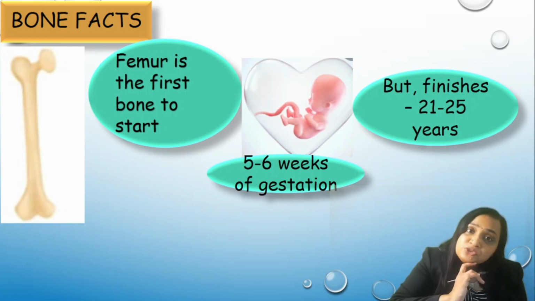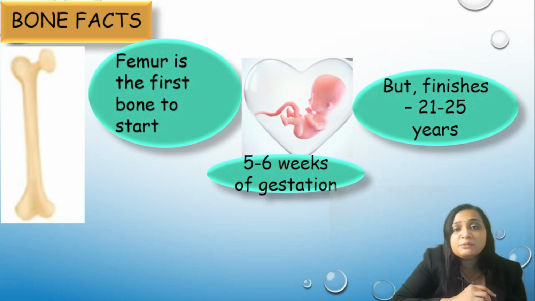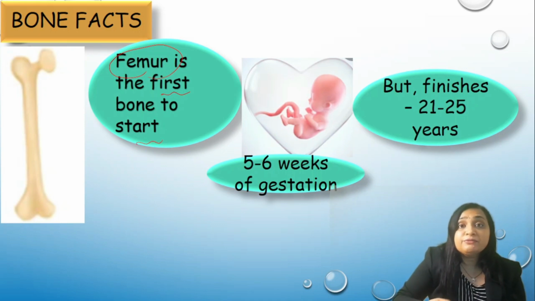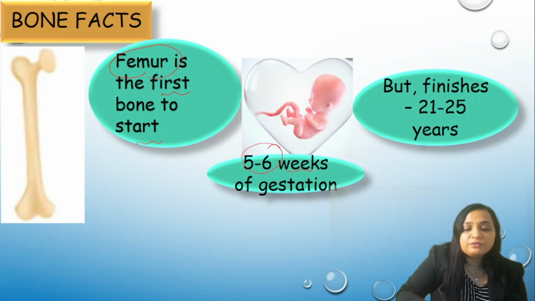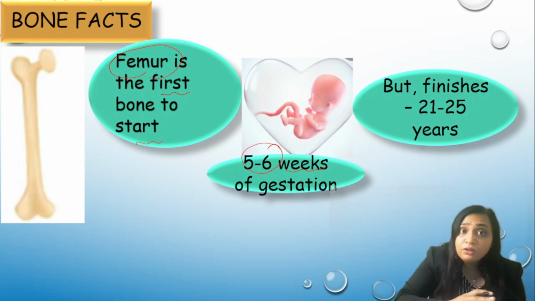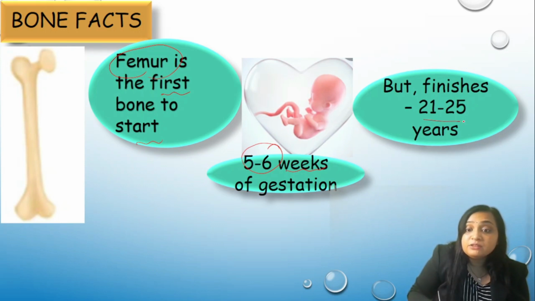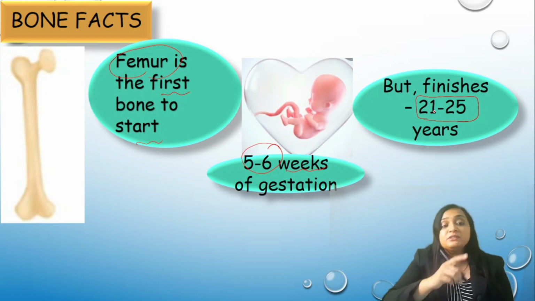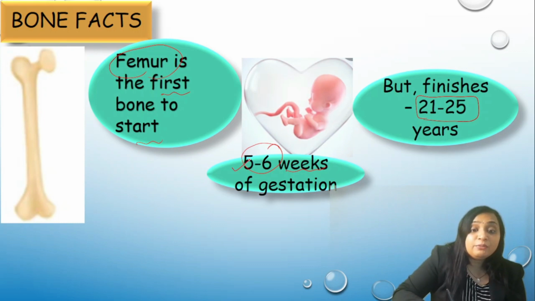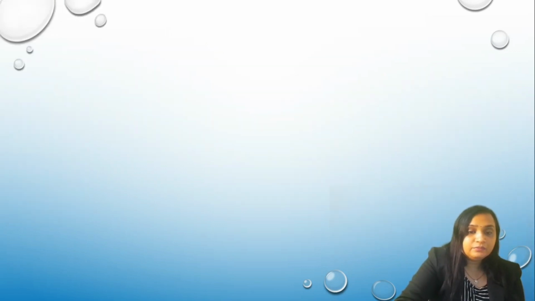Another bone fact we should remember for general knowledge as well as for multiple choice questions is that the femur is the first bone to start forming, at around 5 to 6 weeks of gestation, and to your surprise it finishes all its bone work by the age of 21 to 25 years. Because it is the longest bone of the body and carries the weight of the person, it starts forming very early in life, at 5 to 6 weeks, and it continues till 21 to 25 years of life.